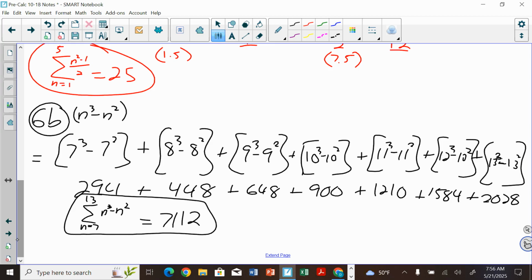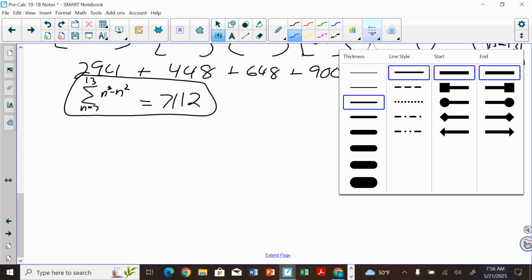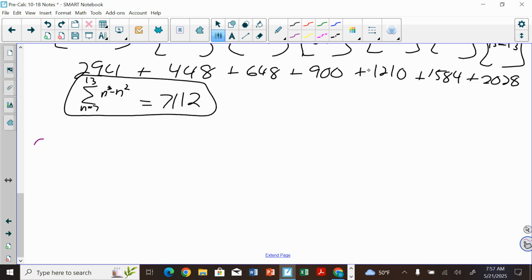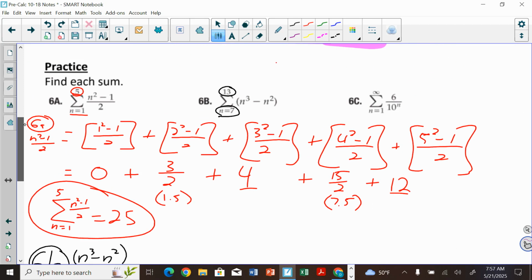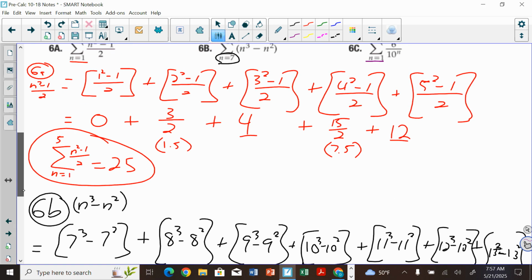Okay, all right, last one. So 6C. So this one is another tricky one, right? Because now you have 1 as your lower bound, infinity as the upper bound, and we're going 6 over 10 to the n power.